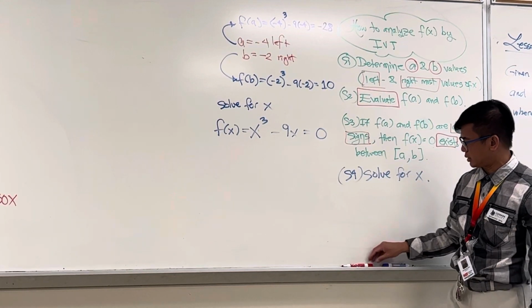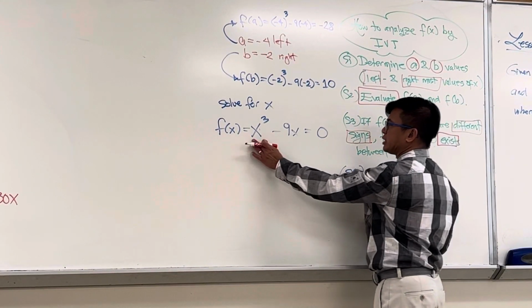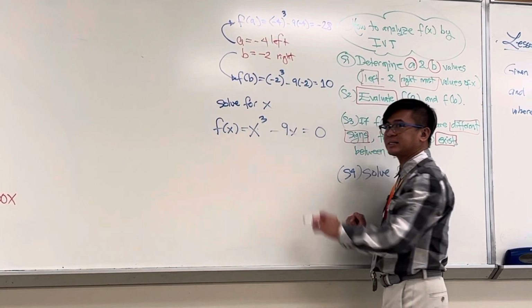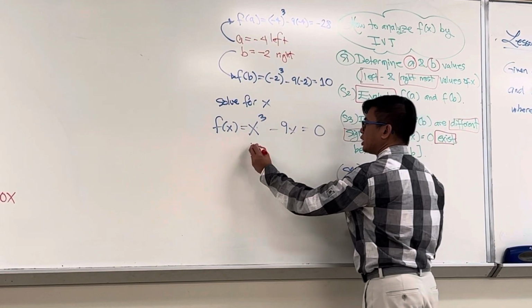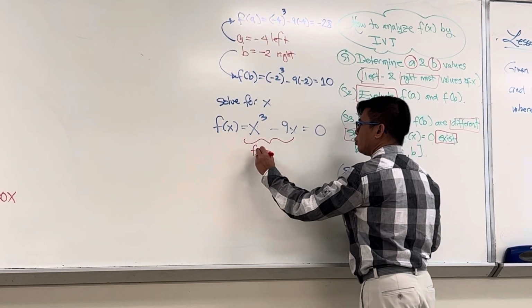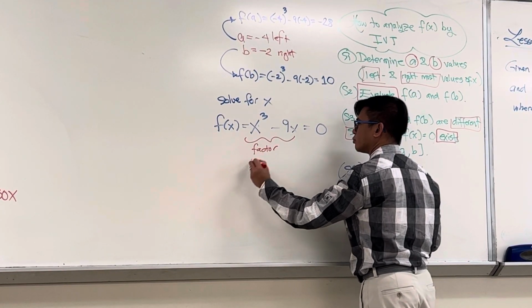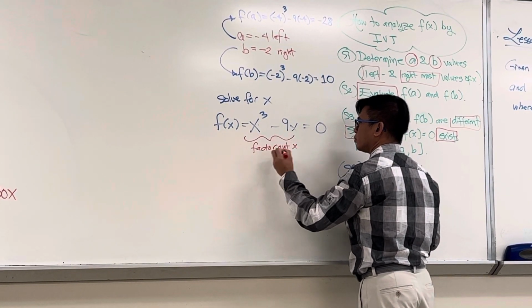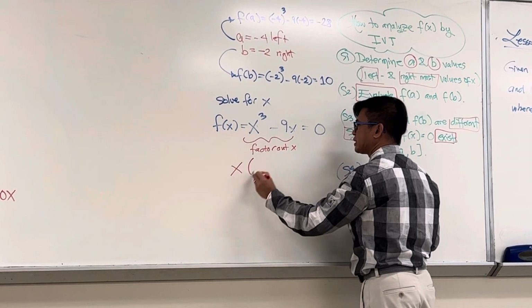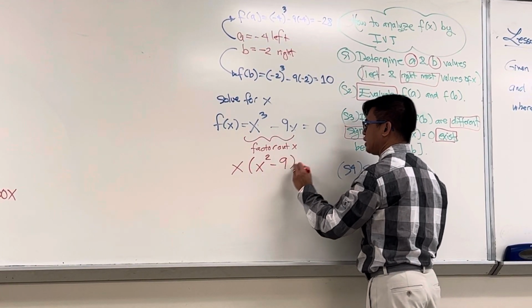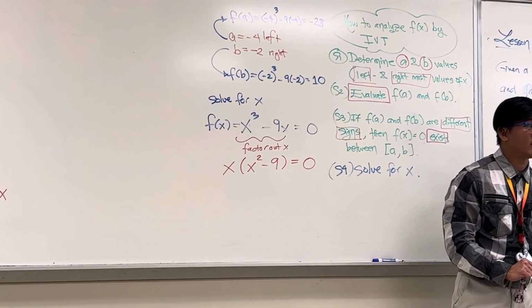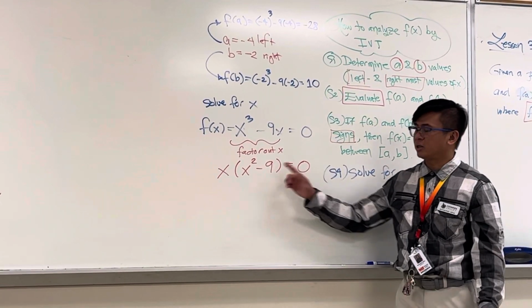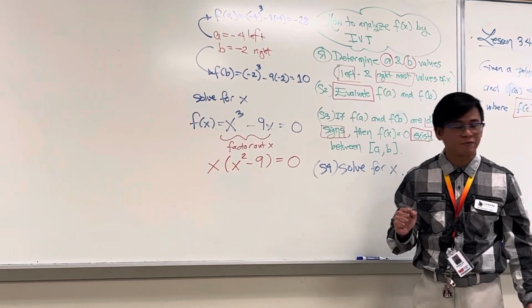Well, we can solve for x for such. So what do we do with this? Well, I would say since these are both having x's, we can factor out one of the x's. So factoring out x, we have the following. Again, they're common x values. x times x squared minus 9 is equal to 0. We good?